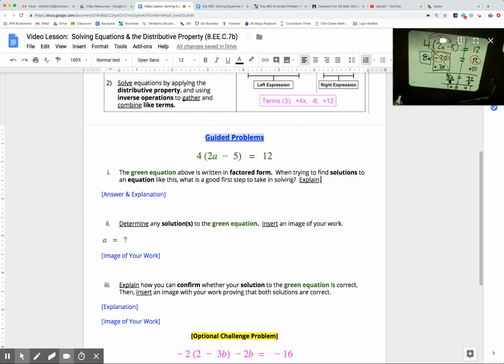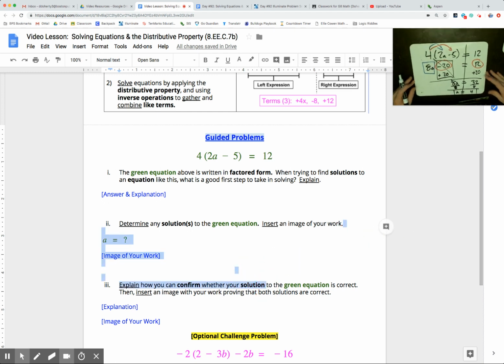Part 3, and this is important. Part 3 asks us to confirm whether your solution to the equation is correct. Your job is going to be to take this 4, plug it back into the equation. It's going to become 2 times 4. And so if I do 2 times 4, that becomes 8, and 8 minus 5 just becomes 3.